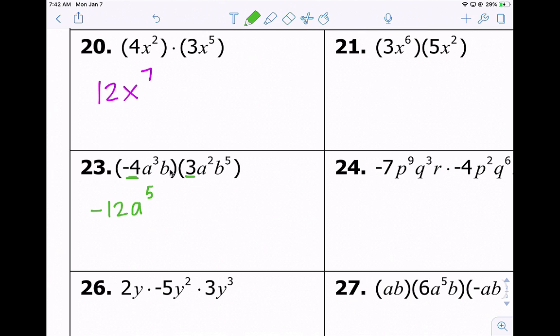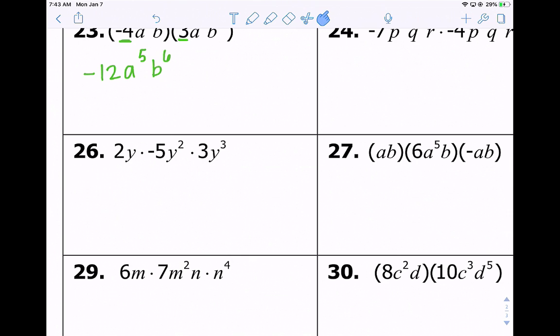And then b, that's an imaginary 1, b to the 1 and b to the 5th. So these again have the same base, so b's go with b's. So 1 plus 5 would be b to the 6th. And that's it. So negative 12, a to the 5th, b to the 6th is how that simplifies.